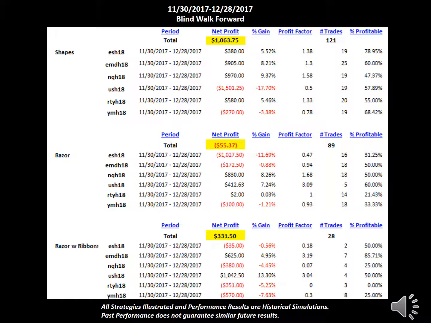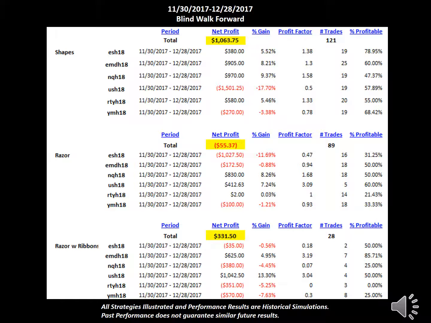Now, this is the performance table of the original 3 shapes, Razor and Razor with ribbons, on all of the 6 commodities. We were trading the bonds at this point, or we were presenting them, and you can see the bonds and shapes lost $1,500. Shapes as a group, doing all of them, made 1,063, but of course if you wouldn't have been doing the bonds, you'd be up about 2,500. But that's pretty darn good this month with a holiday month.